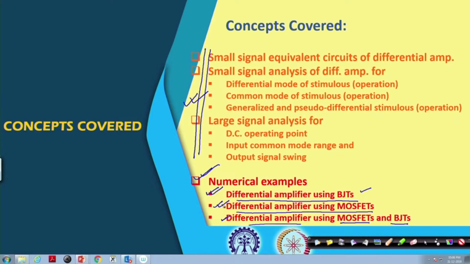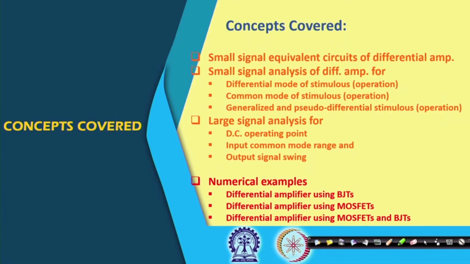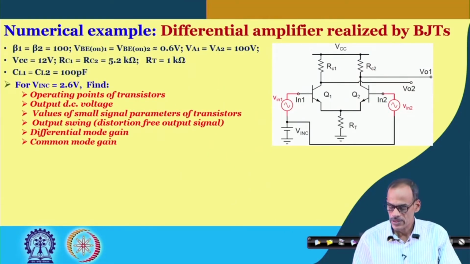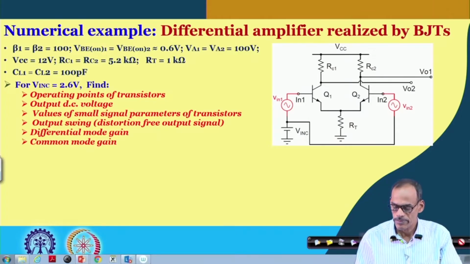Similarly, here also we will be covering most of the aspects, and in the third example we shall see how the performance can be enhanced by replacing one of the passive elements, namely the tail resistor, by an active device. So, we have a differential amplifier realized by BJT.